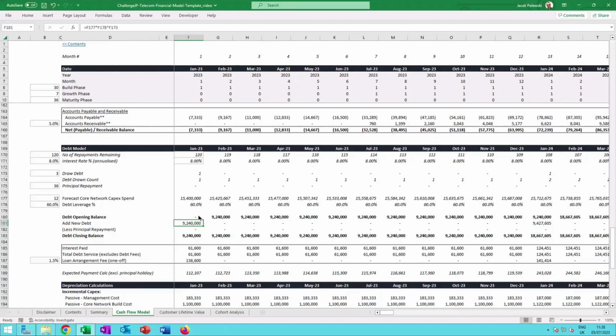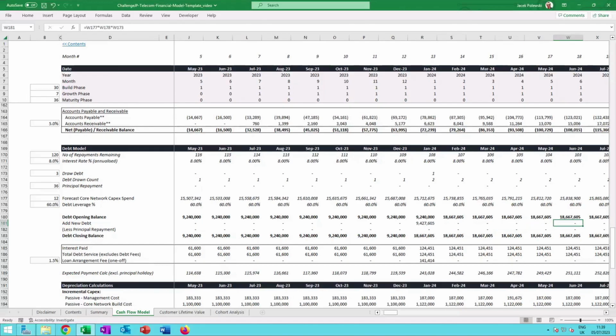I'm also making some assumptions in the model that for the first 36 months, for example in this case, I don't need to make any principal repayments. So in that period of the first 3 years, I'm just adding new debt to my debt balance. For example, in year 2, January 24, I'm taking 60% of my forecast core network spend, which in our case, the forecast build cost would be 15.7 million, so just above 9.4 million is 60% of that figure.